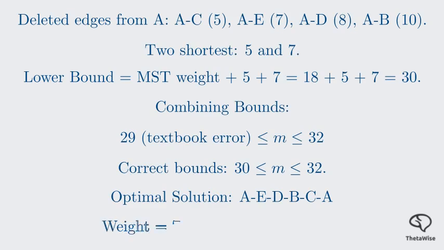AEDBCA, with a weight of 7 plus 4 plus 6 plus 8 plus 5, which equals 30. Notice it matches our lower bound, confirming it is the minimum. We have successfully found the exact solution.